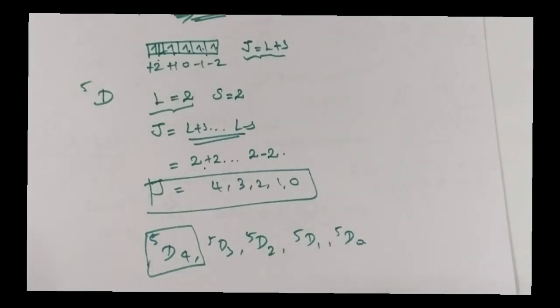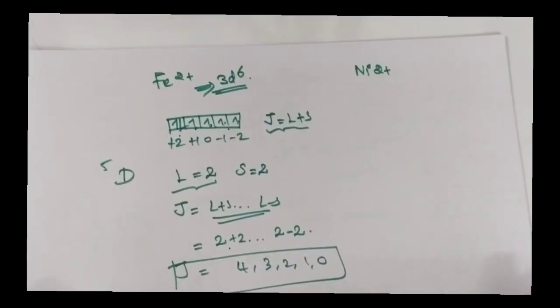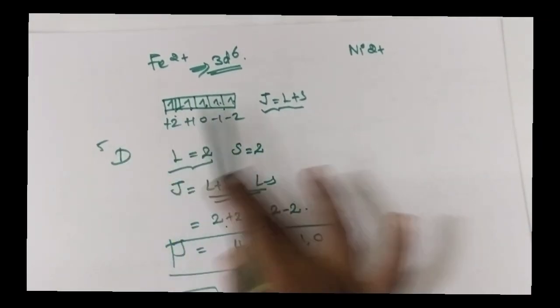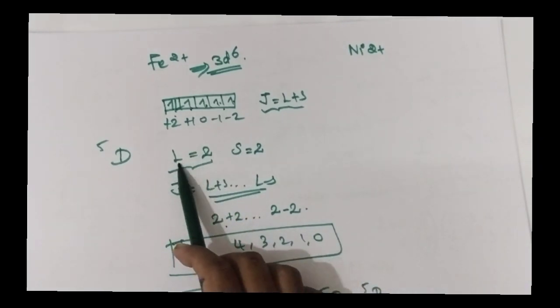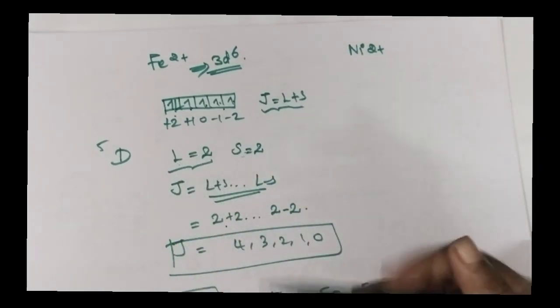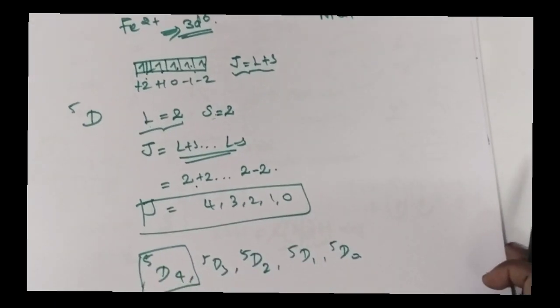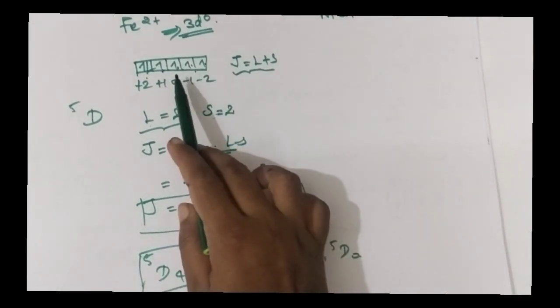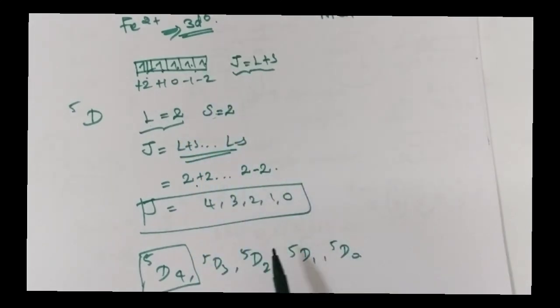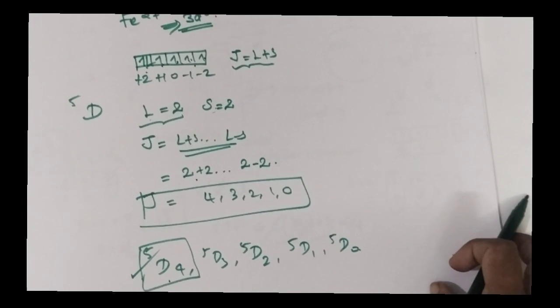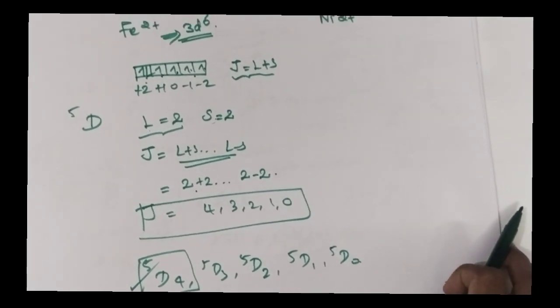This is how you have to find out when they are giving you some metal ions. First of all, you have to fill the electrons in the orbitals, and then find out the L and S values. From the L and S values, you can find out the possible J values, and then you have to look at the electronic configuration. If it is more than half filled, then L plus S will be the J value. So in this case, L plus S is 4, and hence you are choosing this as the ground state term symbol. So this is how you have to solve this question.